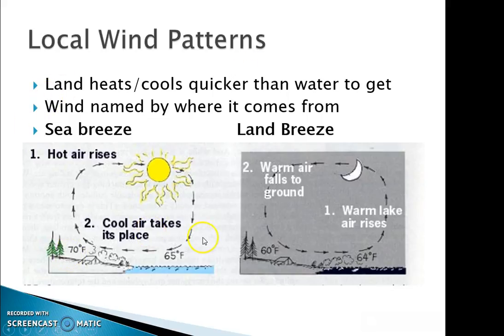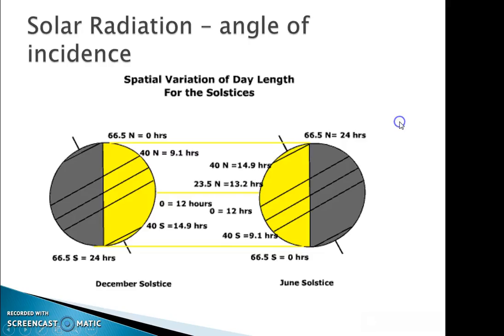During the day, you've got warm air off the land that rises, okay, and the cooler air from over the ocean blows in. This is called a sea breeze. It's named for where it's coming from. At night, on the other hand, you've got warm air over the water that rises, and so the wind is coming from the land. This is a land breeze, okay?